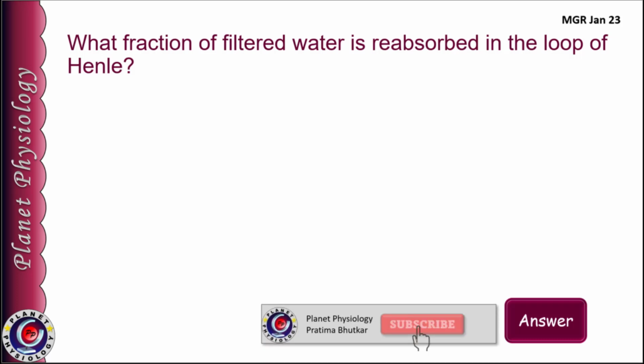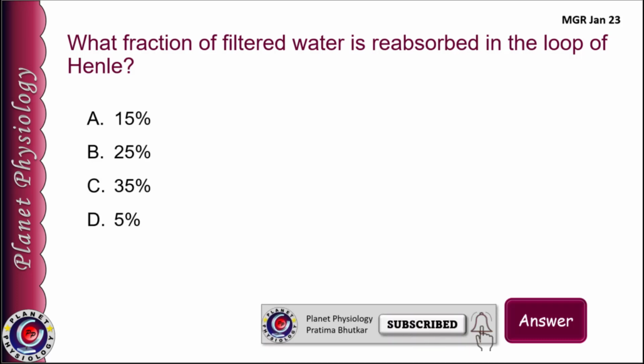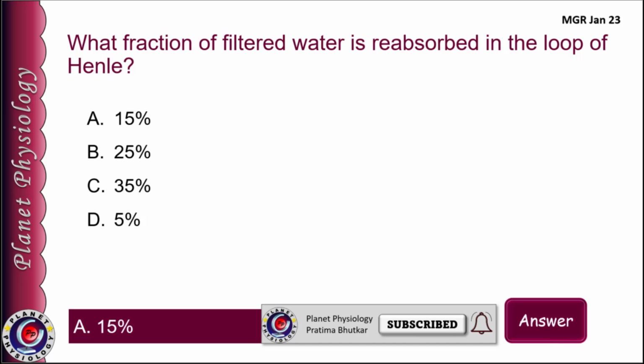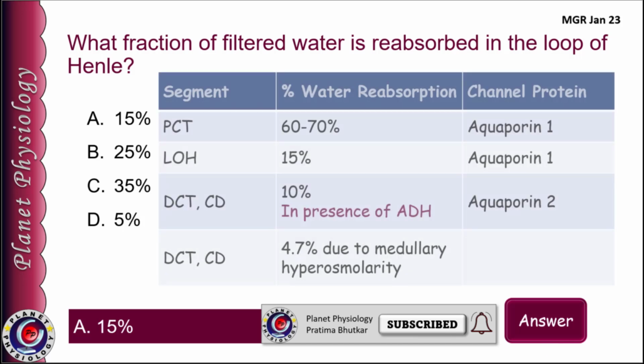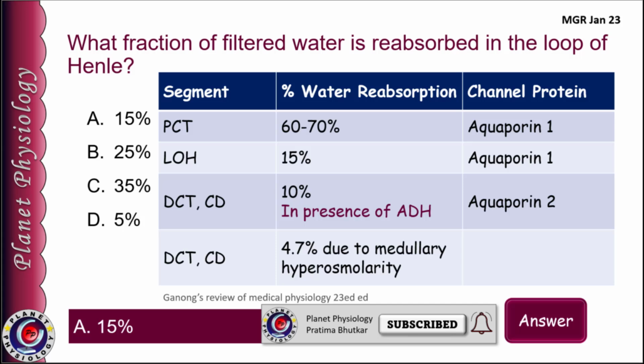Next question. What fraction of filtered water is reabsorbed in the loop of Henle? A. 15%, B. 25%, C. 35%, and D. 5%. And the correct answer is A, 15%. This value is as per Ganong's review of medical physiology.